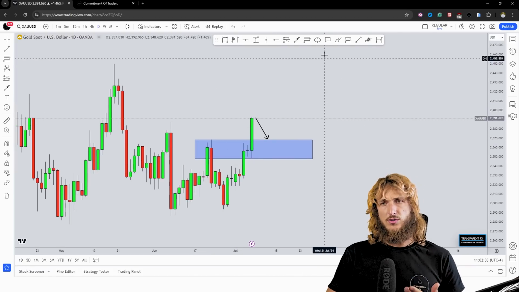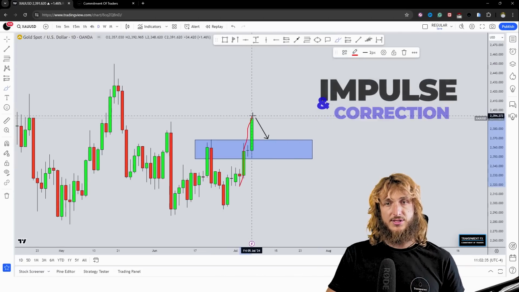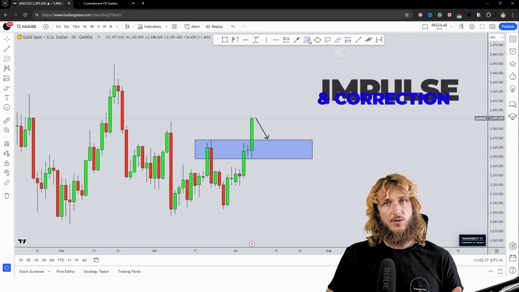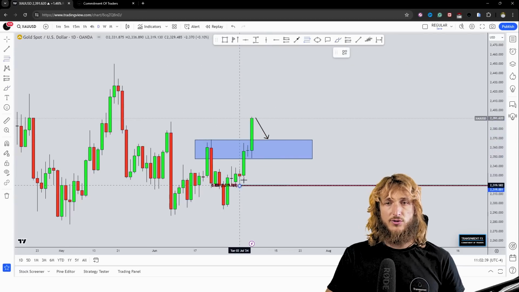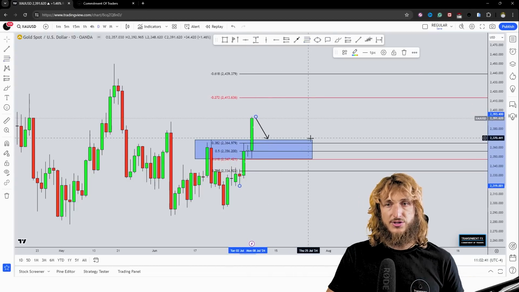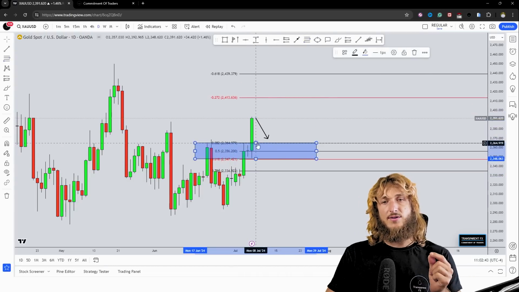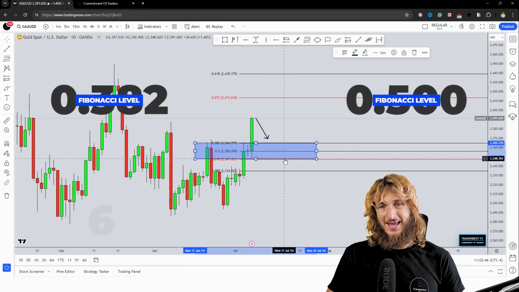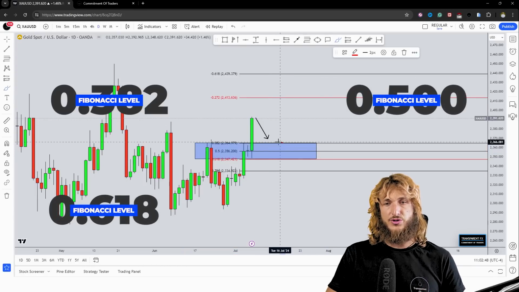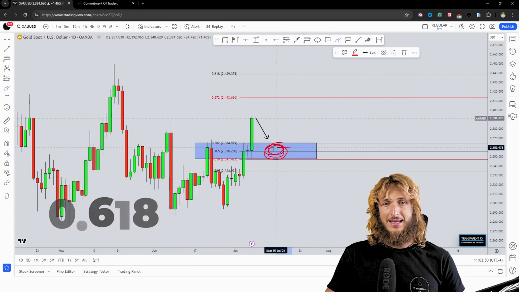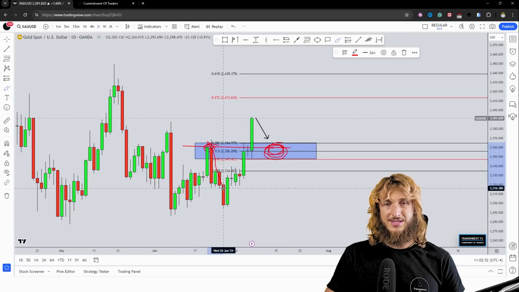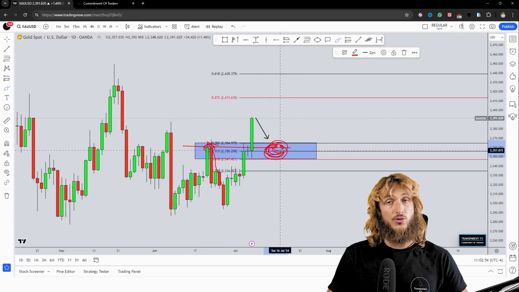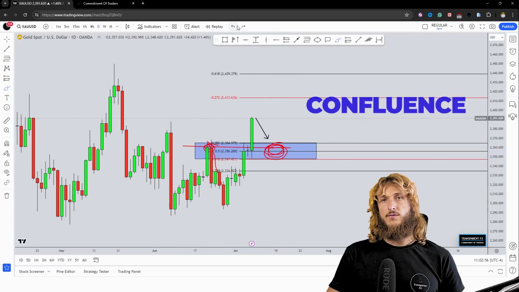support. And we can also notice that since there is an impulse, if we want to measure the correction, as we did previously on the monthly, we would have to take our Fibonacci from the low to the high of this impulse leg, showing us how we have a 0.382, 50% and 0.618 Fibonacci retracement in this area, lining up exactly with this previous daily resistance, which is now turned support, again creating confluence of support.